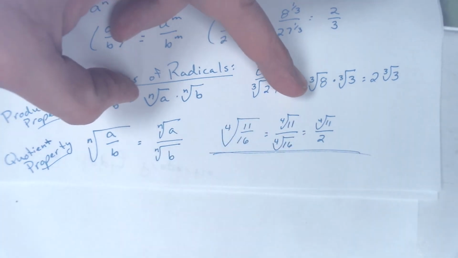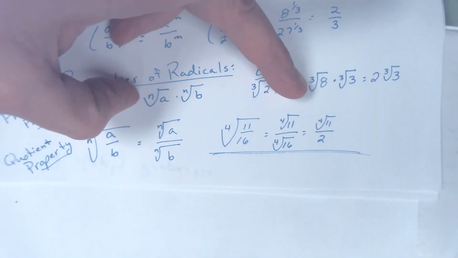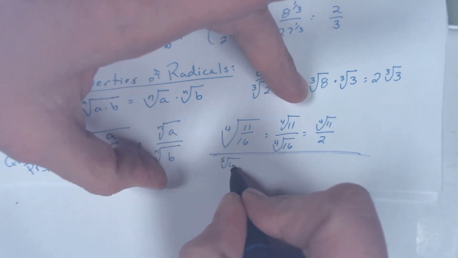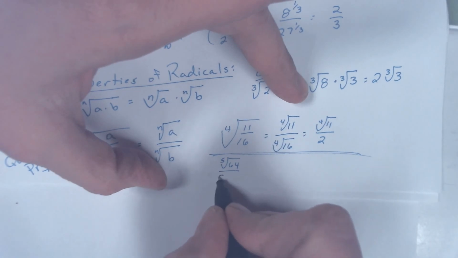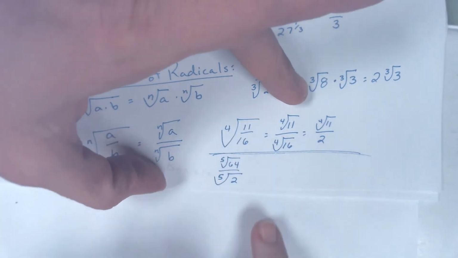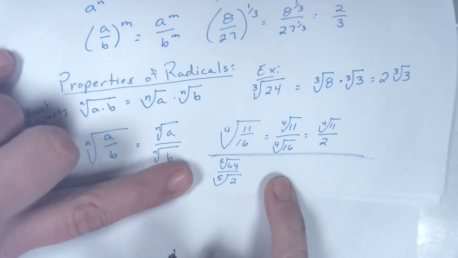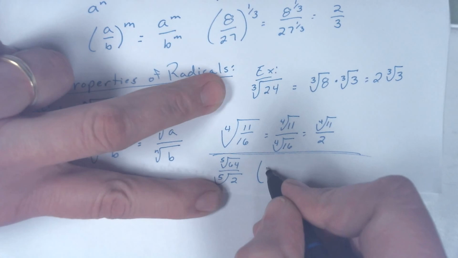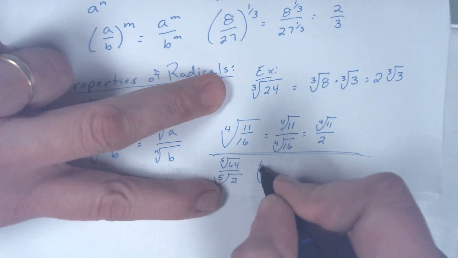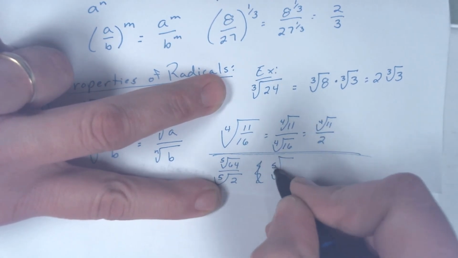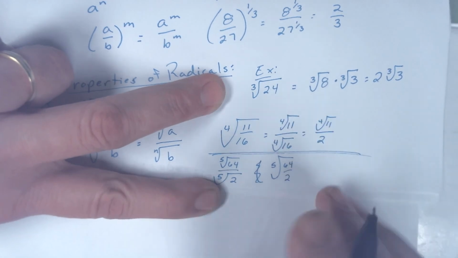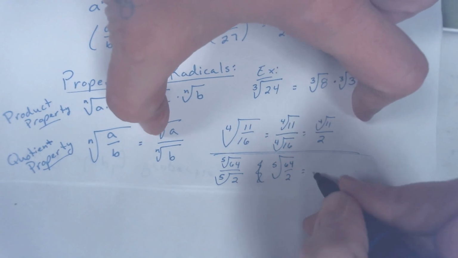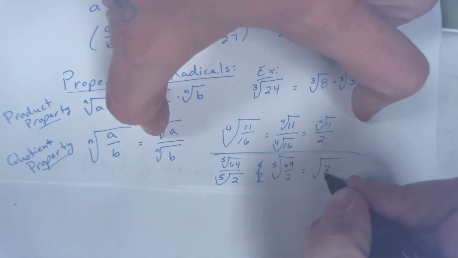That's my first example. My second example is one where it's useful going backwards. The 5th root of 64 divided by the 5th root of 2. Since they have the same index, they're both the 5th root, I can combine them into the 5th root of 64 over 2. Now, 64 divided by 2 is 32.